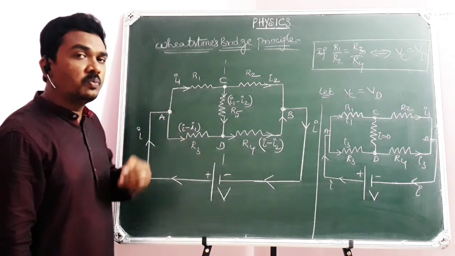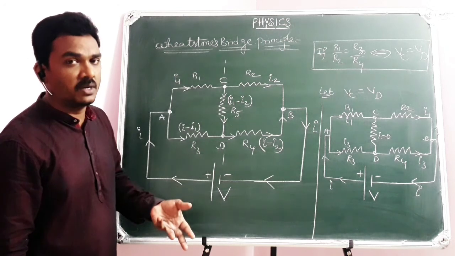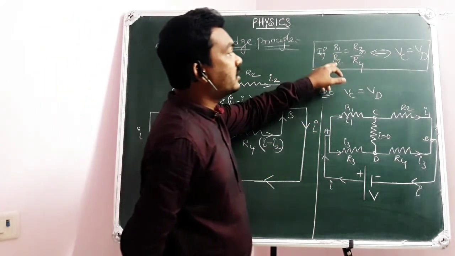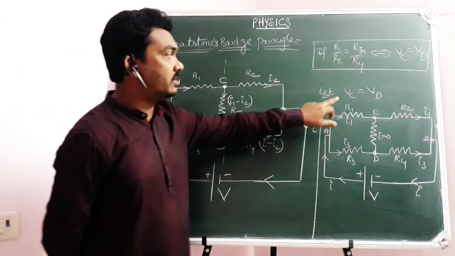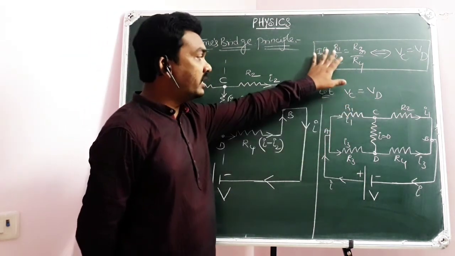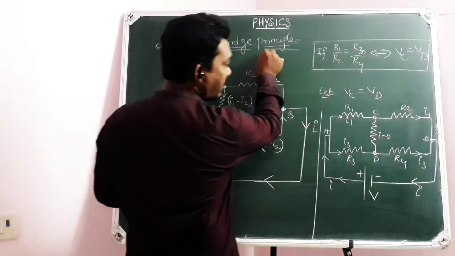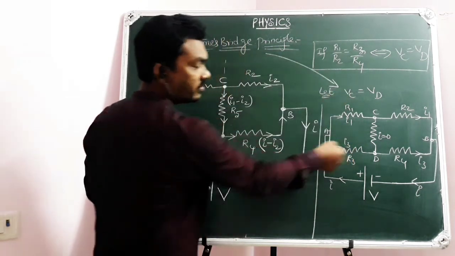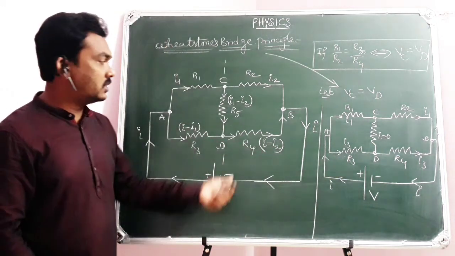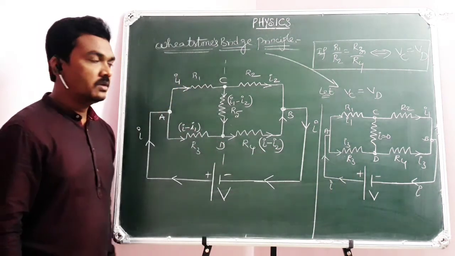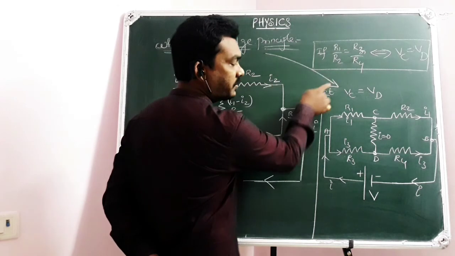But my point now is to prove the Wheatstone bridge principle, whereas R1 by R2 equal to R3 by R4 implies VC equal to VD. I have started with VC equal to VD. So to prove the Wheatstone bridge principle particularly, take this electric circuit. This is different from the other, certainly. This circuit is taken to prove the Wheatstone bridge principle.